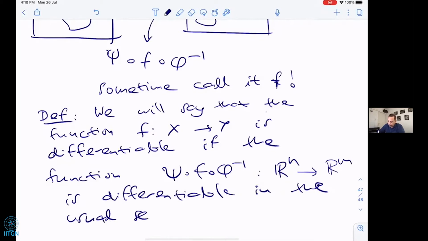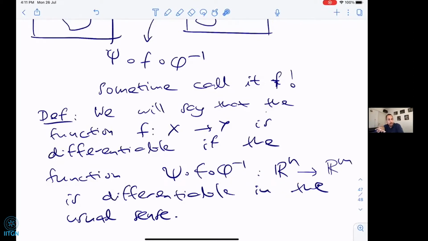So just to repeat, sorry if I repeat too often, there's no usual sense to differentiate the original function f of x from x to y, because x and y are topological spaces and they are differentiable manifolds, but we don't have any formalism to differentiate a function from a differentiable manifold to another manifold. What we do instead is use the manifold property to take that function to a function, this one, from Rn to Rm, and we differentiate that. So if it's differentiable, we just call the original function differentiable.